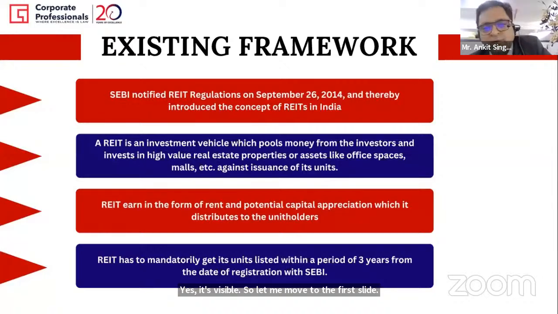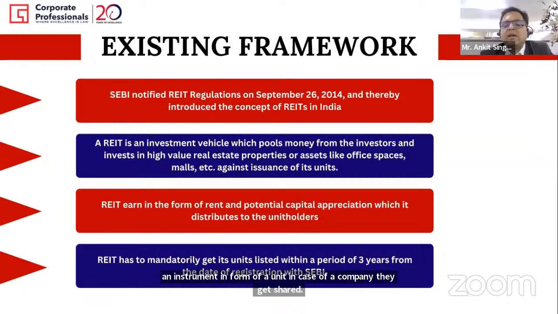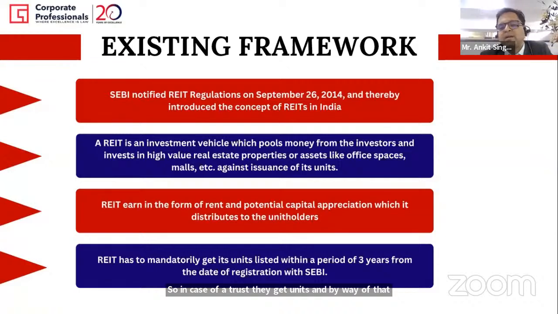In 2014, I believe SEBI for the first time introduced the concept of REITs. In sum and substance, a REIT is a framework where there are various participants: some participants create a REIT, some manage the REIT, and then there are unit holders who invest money and get an instrument in the form of a unit. In case of a company, they get shares; in case of a trust, they get units. By way of those units, they get a return in the form of the investment that the trust makes in real estate properties.